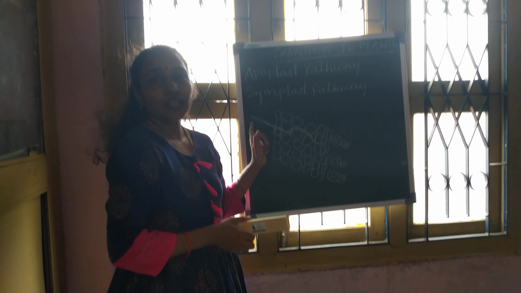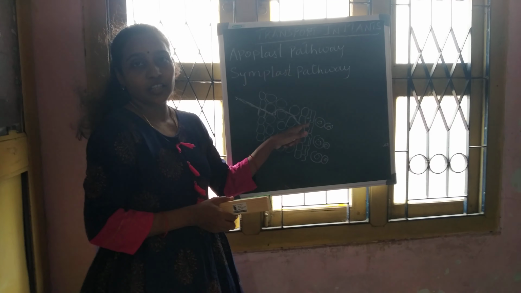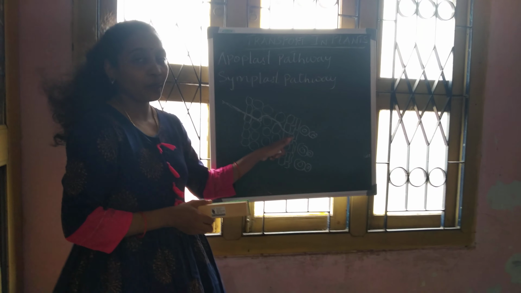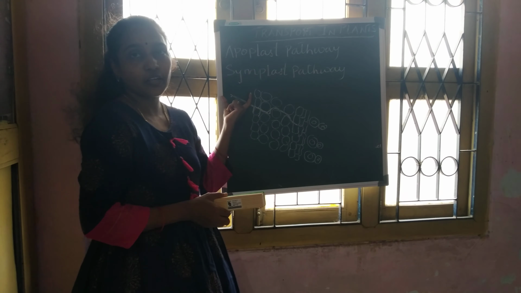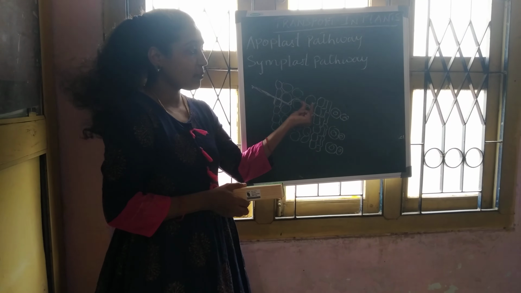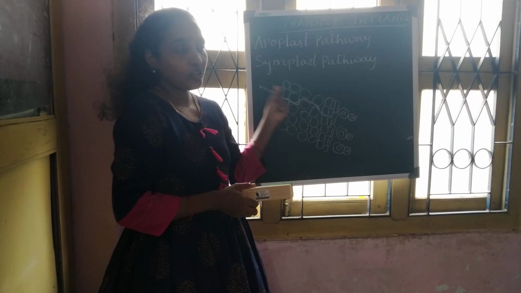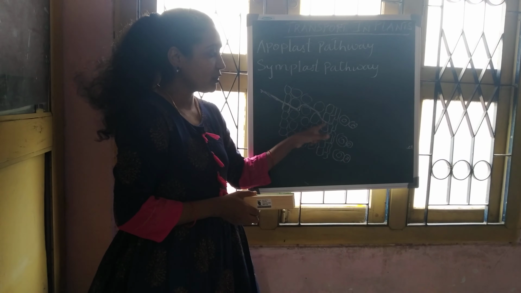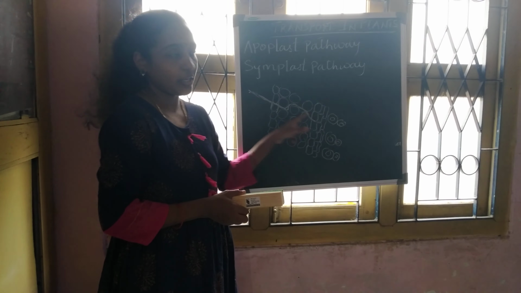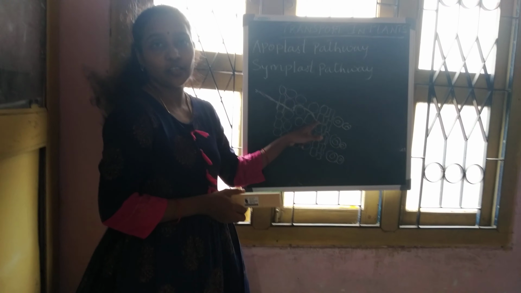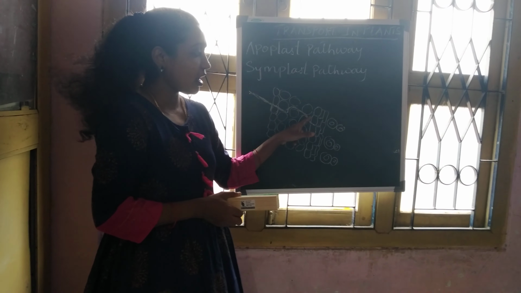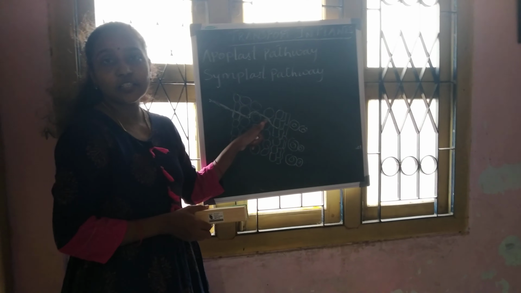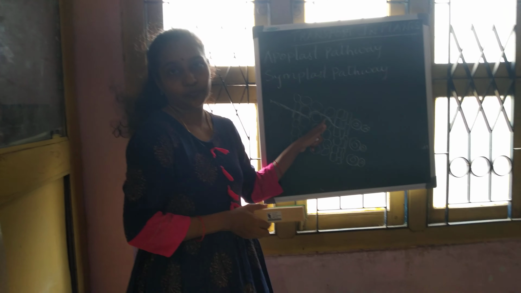Most of the water is absorbed through this apoplast pathway, which requires a gradient. That means more water in the soil solution and less water in the root. So the water from the soil solution enters the root through cell walls and intercellular spaces, and it does not offer any resistance to the movement of water.